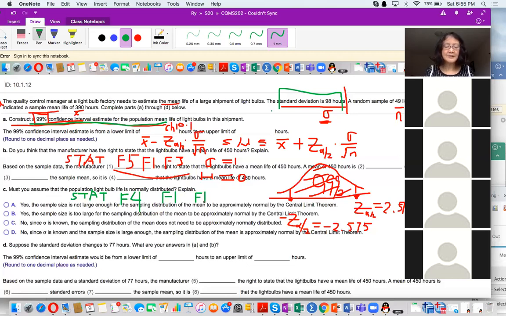Okay. After that, on your computer, you have 1-sample Z interval, data variable. C level means confidence level. It is given 99%, so you type in 0.99. Next, sigma. This time, sigma is 98, the population standard deviation. X bar, the sample mean, is 390, so you type in 390. N is sample size, 49, so you type in 49.